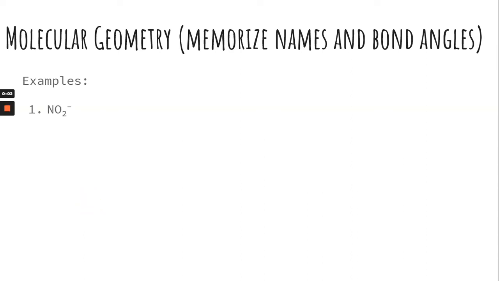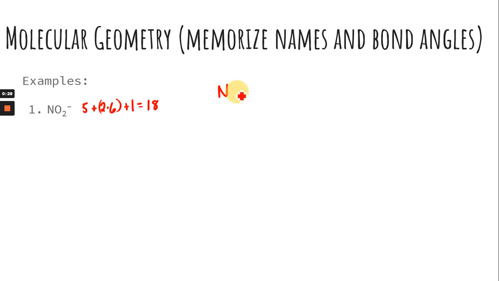So we're going to look at molecular geometries. We want to draw out the Lewis structure and then we'll look at the molecular geometry. So for NO2 we have 5 valence electrons for the nitrogen, 6 for each of the oxygens, and then we have an additional electron coming from that negative charge. So that gives us 18 electrons.